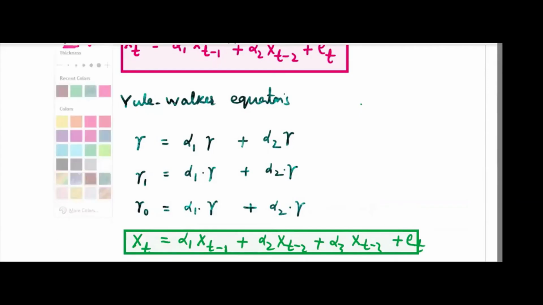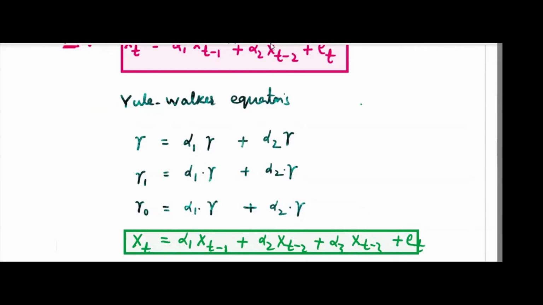So I have to add one more, gamma 3 here, okay? Gamma 3, gamma 2, gamma 1, gamma naught. Here also I'll write alpha 1, alpha 2, and then alpha 3, plus extra term sigma square.